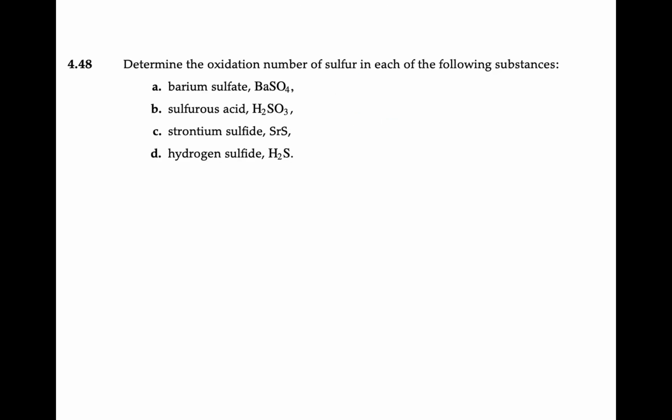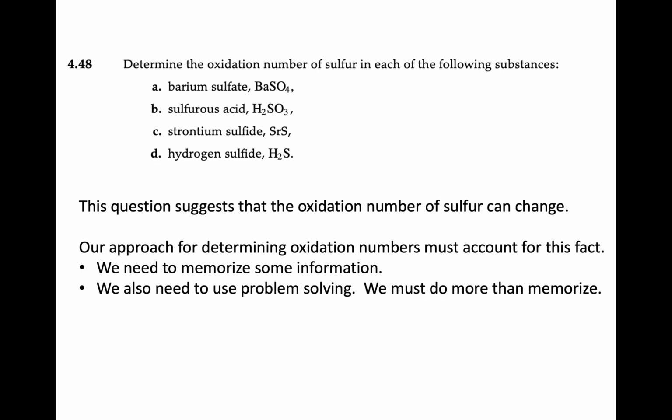Here's a typical question involving assigning oxidation numbers. Determine the oxidation number of sulfur in each of these following substances. This question suggests that the oxidation number of sulfur can change, so our approach for determining oxidation numbers must account for this fact. We're going to need to memorize some information, but we're also going to have to use problem solving. We must do more than simply memorize. We're not going to memorize the oxidation number of every atom in every substance. We need a plan.